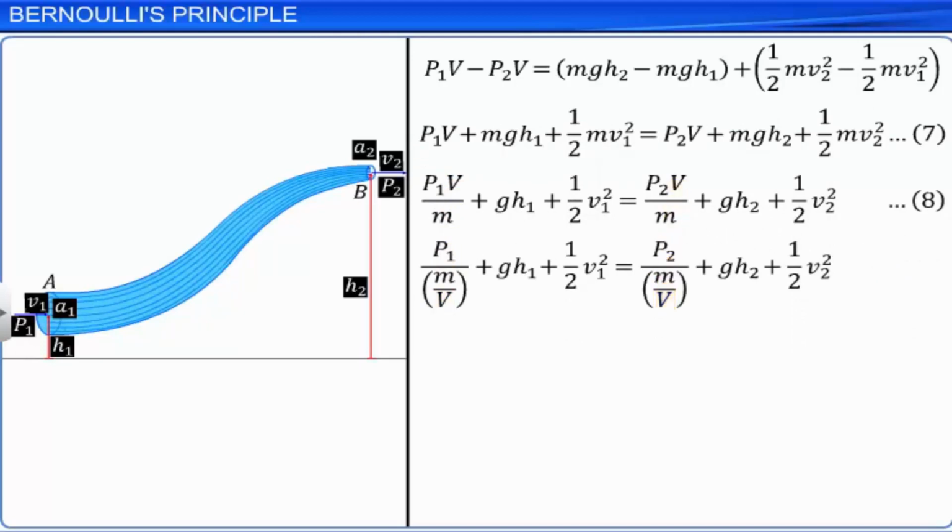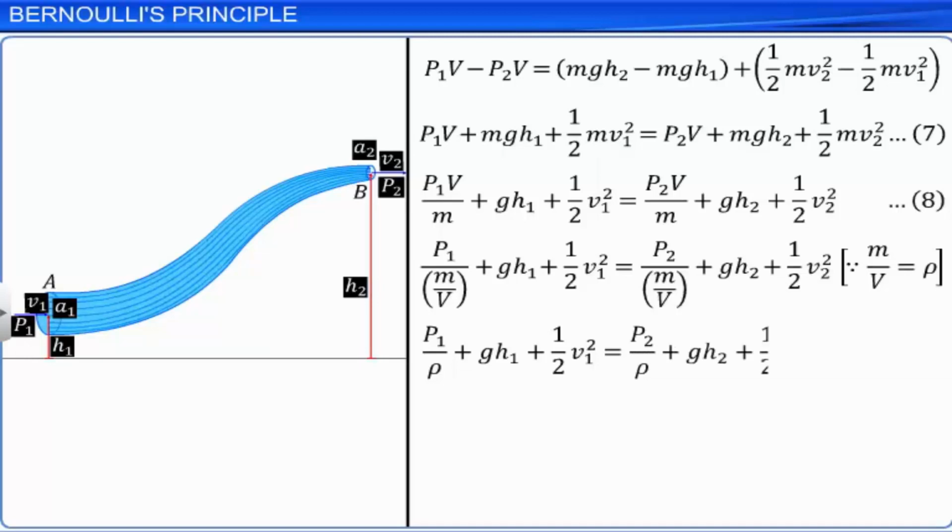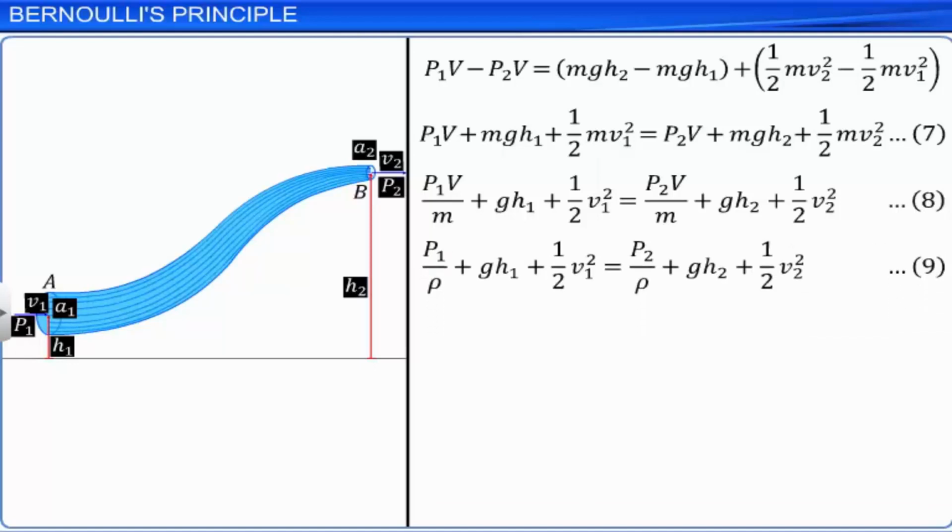As the ratio of mass m to volume V is equal to density ρ, the equation now becomes P1 by ρ plus gh1 plus half v1 square is equal to P2 by ρ plus gh2 plus half v2 square. This relationship holds good at any point in a streamline flow. Thus, we can say P by ρ plus gh plus half v square is constant across all points in a streamline flow.